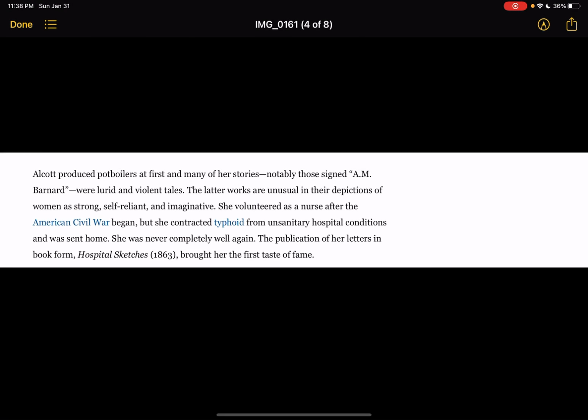Alright. Alcott produced potboilers at first, and many of her stories were not great. The later works are unusual in their depiction.